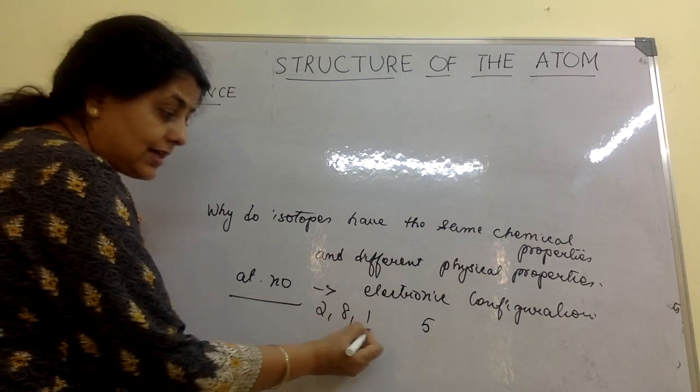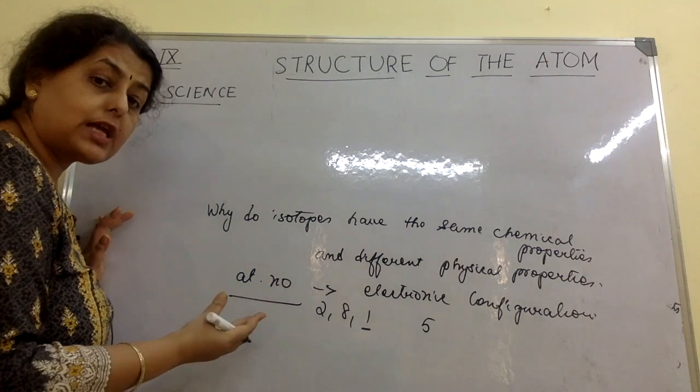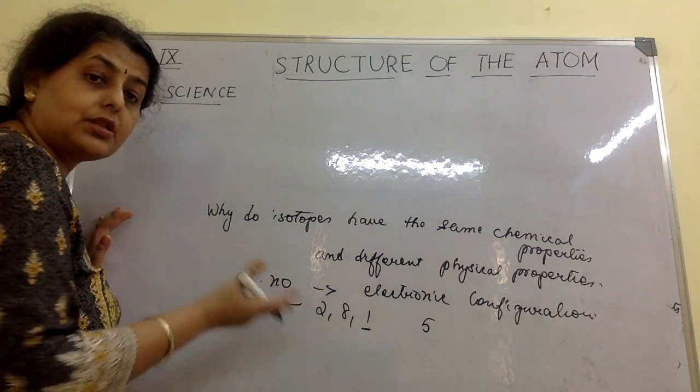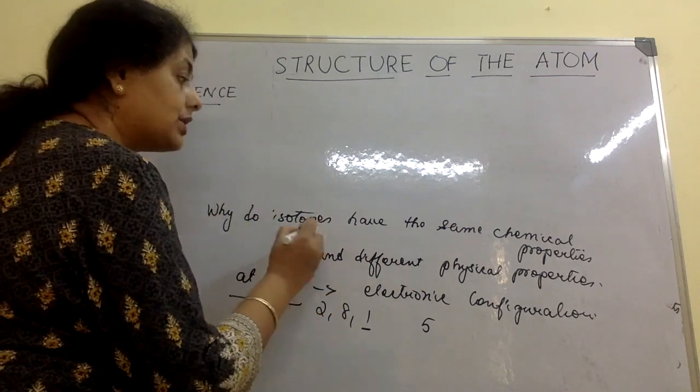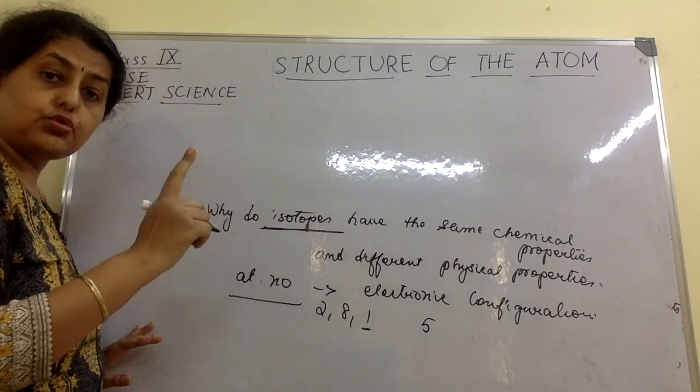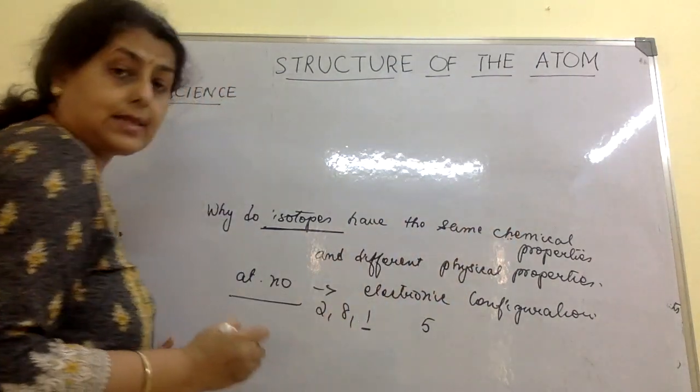So this actually decides how the element is going to react, and this depends on the atomic number, the number of electrons. Therefore, as long as the atomic number is the same, which is so in the case of isotopes, their chemical properties are the same.